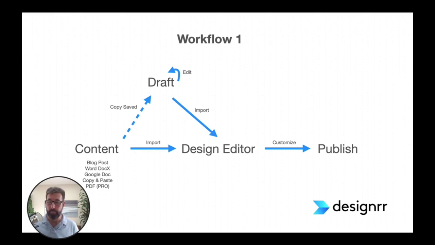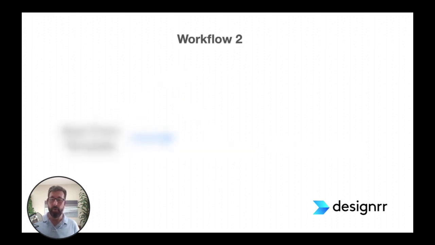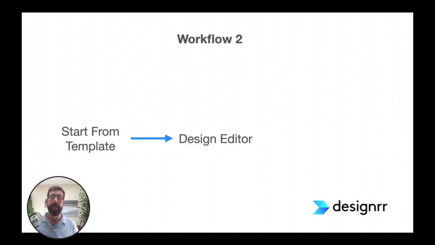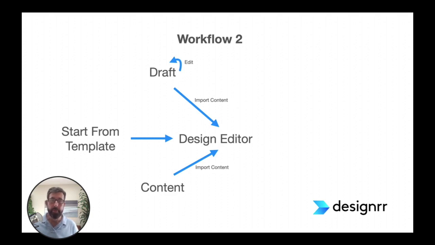Then there's the other workflow, workflow 2, where you can actually start from a template instead. So in this case, you click on Start from Template when you create your project, and you can import the content into the design editor afterwards. Okay, so if you've got content in a draft, then you can pull that content into the design editor where your template is. Right, and if you've got source content from Google Docs, from your blog URL or somewhere else, you can pull that straight into the design editor as well.